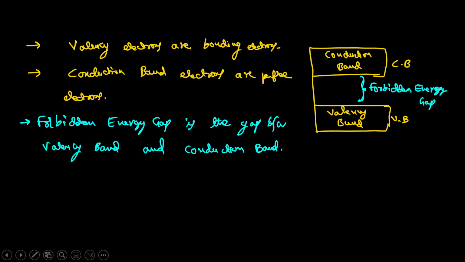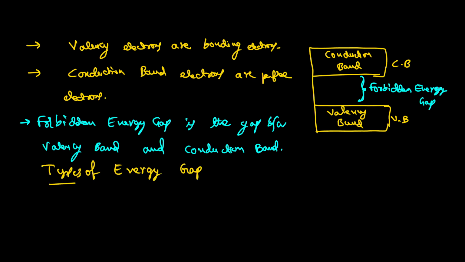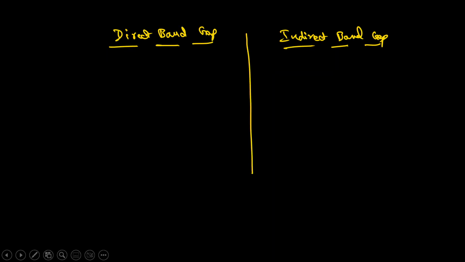Now I want to write the types of energy gaps. Based on the types of energy gap, the semiconductors are classified into two types. Those are direct band gap semiconductors and indirect band gap semiconductors. So here I just want to explain the types of energy gap. Direct band gap, indirect band gap. Here the same momentum will occur.